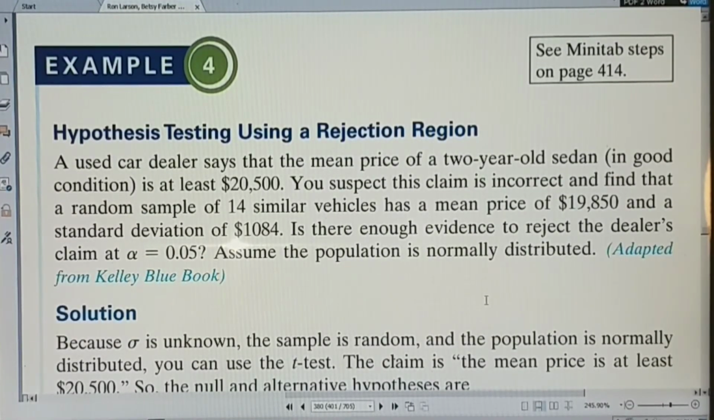For example, a used car dealer says that the mean price of a 2-year-old sedan in a good condition is at least $20,500. You suspect this claim is incorrect and find that a random sample of 14 similar vehicles has a mean price of $19,850 and a standard deviation of $1,084. Is there enough evidence to reject the dealer's claim at alpha equal to 0.05? Assume the population is normally distributed.